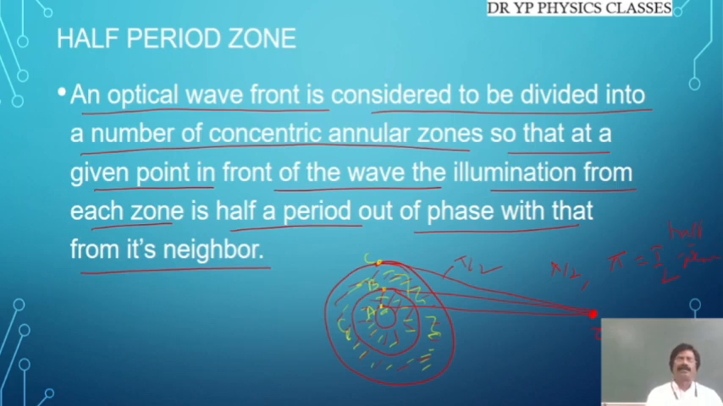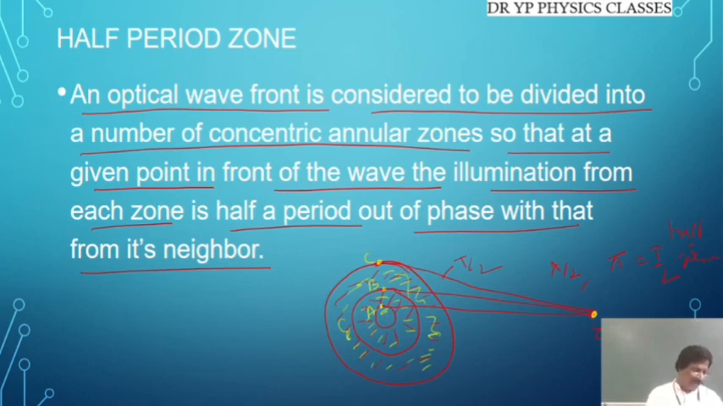Right? So the total intensity at this point is the algebraic sum of all the intensities or illuminations which are crossing the point O. So this is how we can define the half period zone.